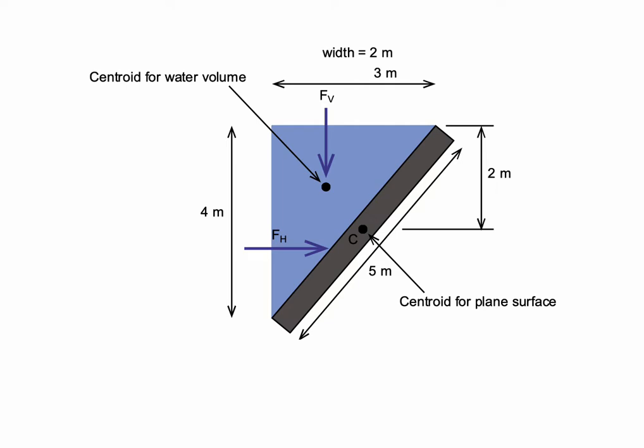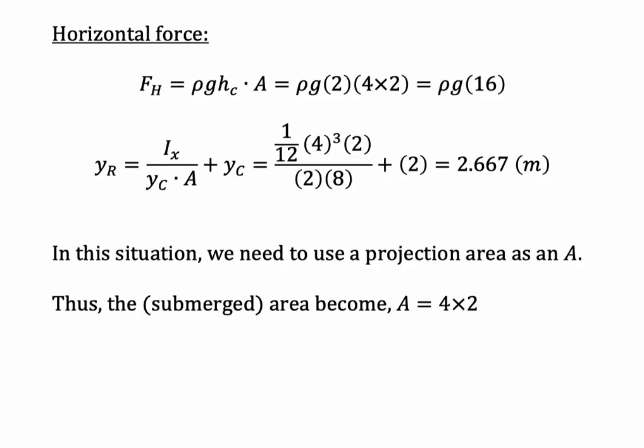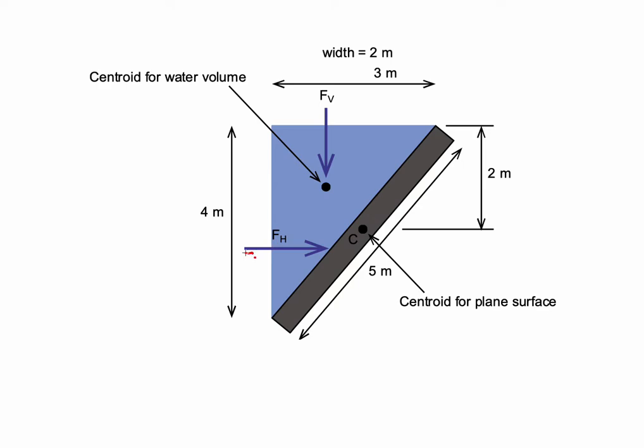Okay, this is the free body diagram to show the vertical force and the horizontal force. The horizontal force will act horizontally like this, and the vertical force will act like this one. To calculate the horizontal force, we could use the same equation here, rho g hC A, but the area needs to be changed because the horizontal force acts horizontally like this one.